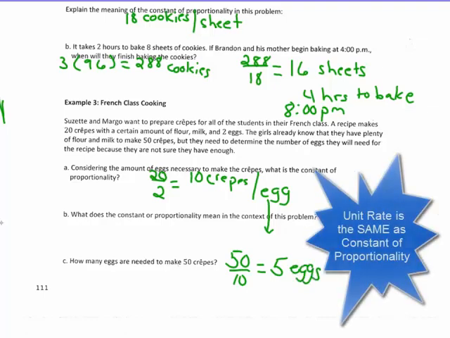This time they didn't ask us if I have enough eggs because they apparently didn't want to know that right now. But any questions? So we're basically saying our little summation here is that the constant of proportionality is the same as the unit rate. They mean the exact same thing in a proportional relationship.